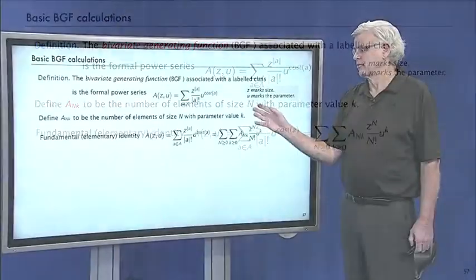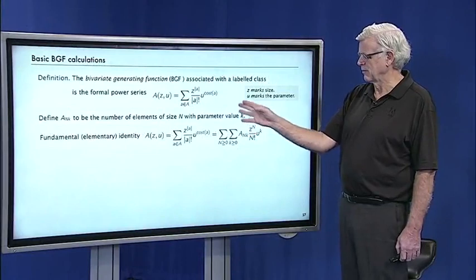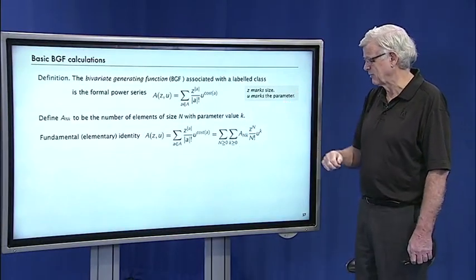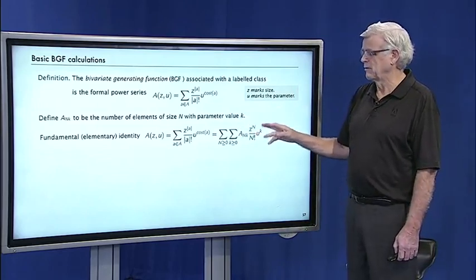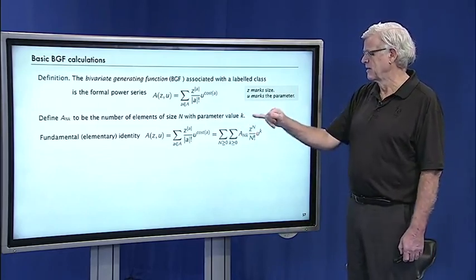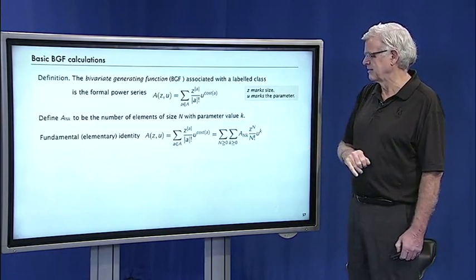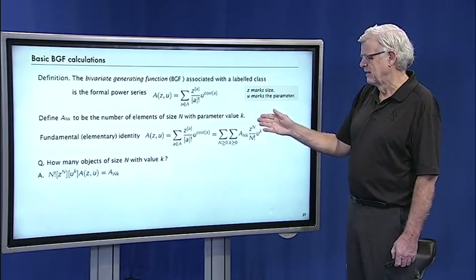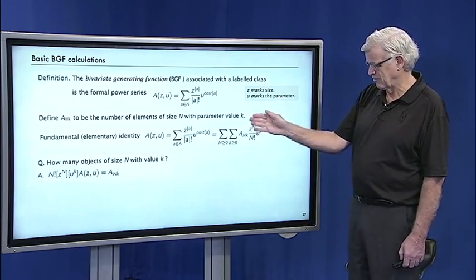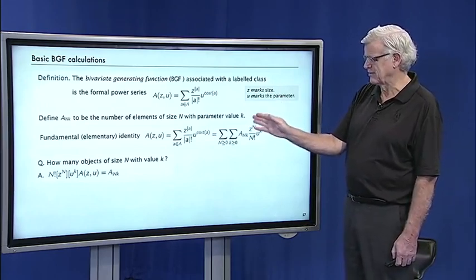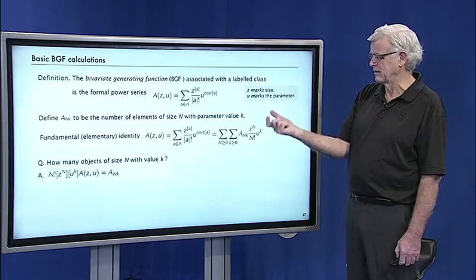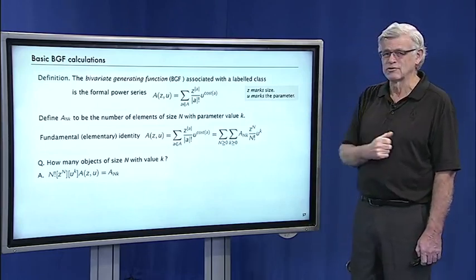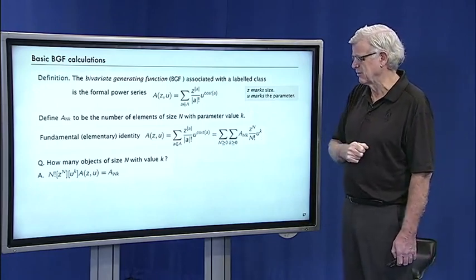When we're trying to understand the combinatorics of it, we work with the representation where we have a term in the sum for every object. But when we want to do some counting, we use the elementary identity to get us the results that we need. So for example, as I just said, the number of objects of size n with value k we can get from the bivariate generating function. It's the coefficient of z^n, coefficient of u^k, multiplied by n factorial for labeled.